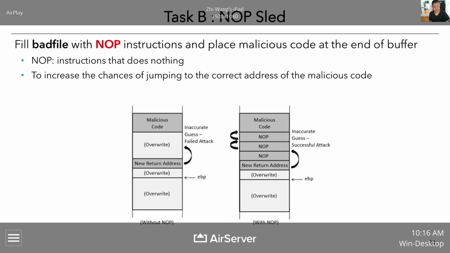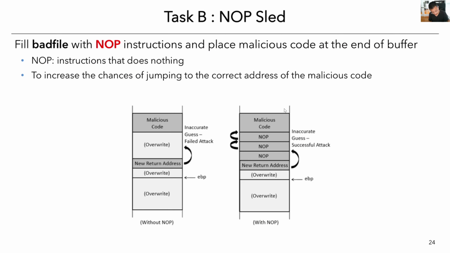Okay, now we have these two methods. So we know the buffer address. Here is the buffer address, it's at BFFFF118. So now we also know the offset of the return address. That will be 0x24. Now we can decide where to put our shellcode.